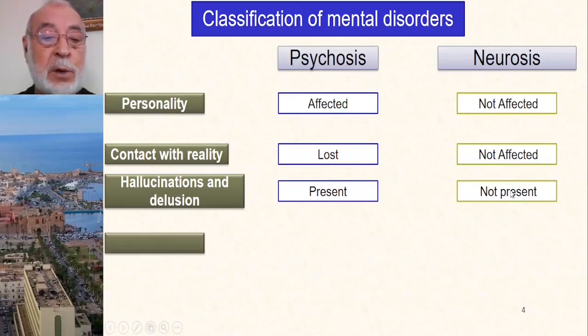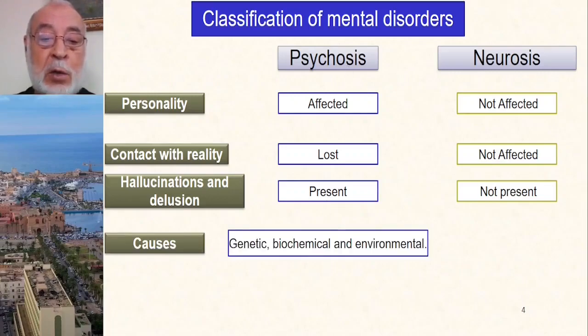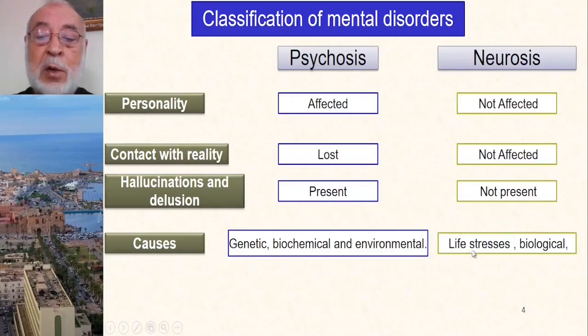Okay. A fourth difference in the causes, where usually psychosis is genetically caused by genetic defects or biochemical defects. Also, environmental factor is involved in psychosis. In neurosis usually it is psychological. It is caused by life stresses usually. But biological or genetic factors are also involved in some types of neurosis.